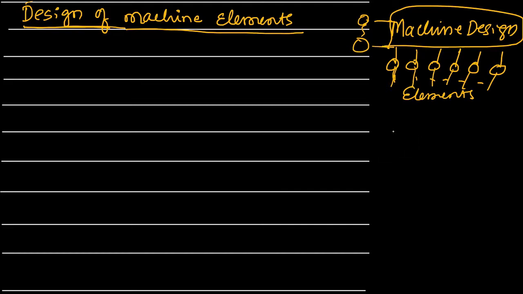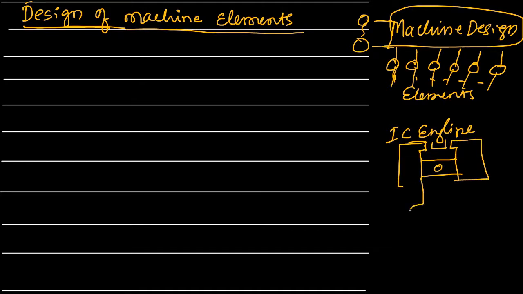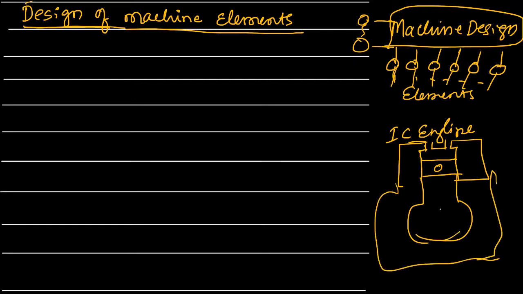I will go for an example again. Let us consider an IC engine. The major parts you are going to see in an IC engine are a piston, then a cylinder. Here is a rough diagram. In this cylinder you are going to get a crankshaft, and then you will have a connecting rod here.